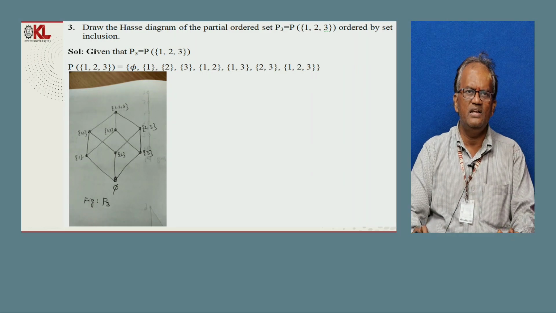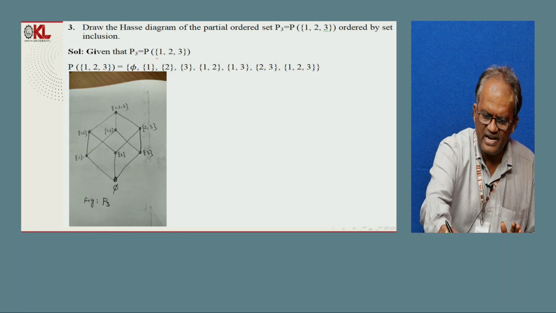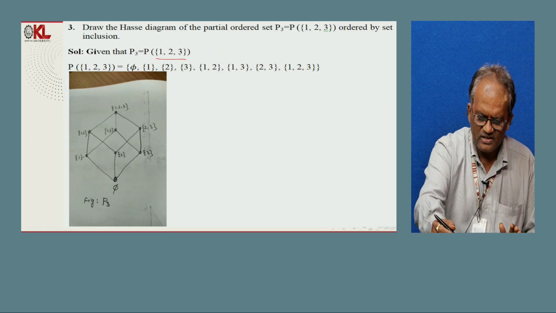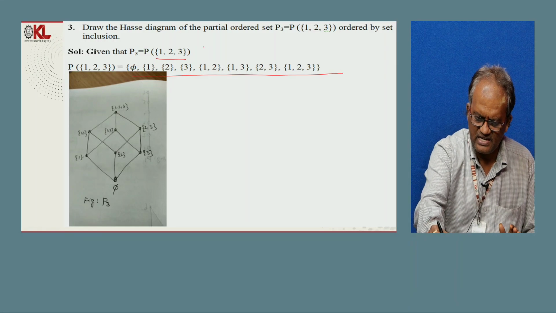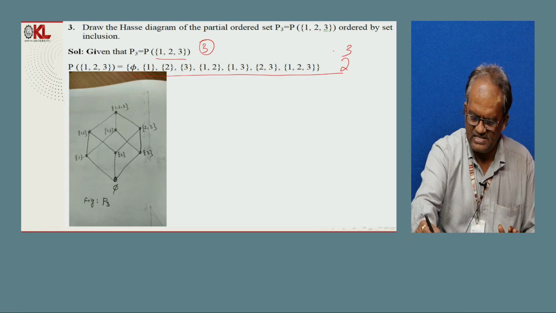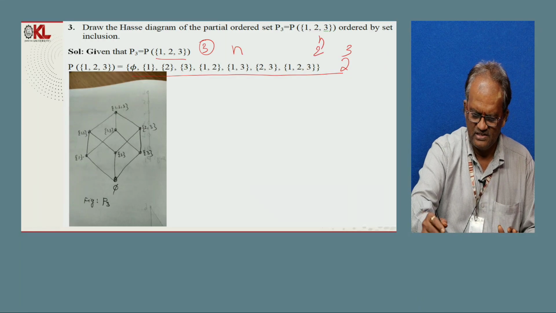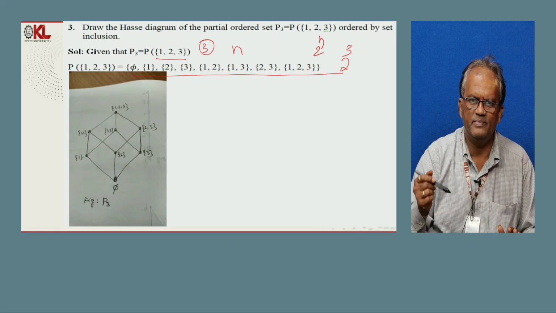So come to a good example: sets and the power set. Just now I explained the power set. See, I took a set of 3 elements. Write all the power set elements. If a set contains n elements, the power set contains 2 power n elements. That's why, since the set contains 3 elements, the power set contains 2 cubed, that is 8 elements.